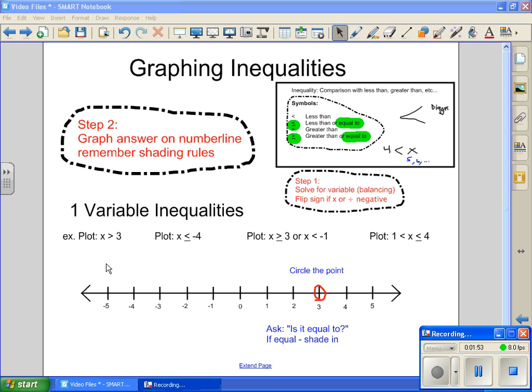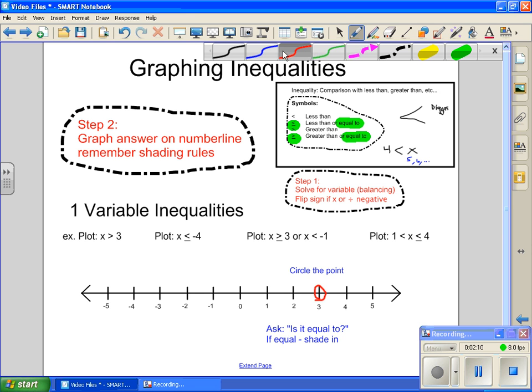Now we have to see which side works. It says x is greater than 3, so we know that one of these sides is going to work. Now you test the point. I recommend testing one value left of this, so 2. Is 2 bigger than 3? No, 2 is not bigger than 3, so you put an x there. Now you test the other side. 4. Is 4 bigger than 3? Yes, so you put a check there.